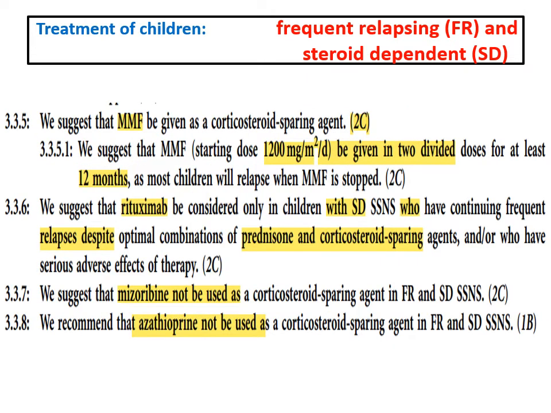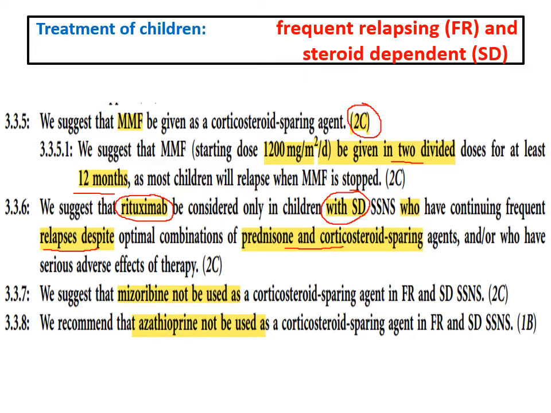MMF can be used, but the evidence is much weaker. Starting dose is 1,200 mg per square meter per day in 2 divided doses, also for at least 12 months. Rituximab should be considered only in patients with steroid dependency who continue to have relapses despite the use of steroids and corticosteroid sparing agents.